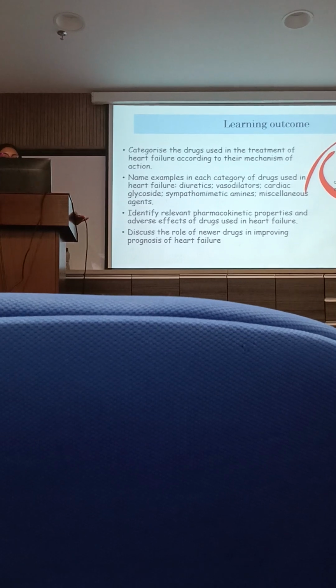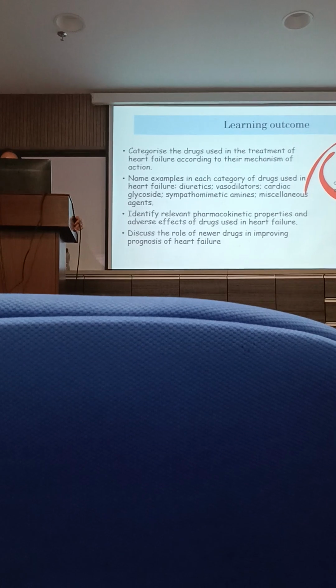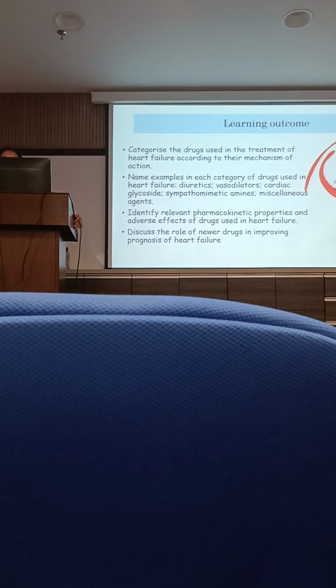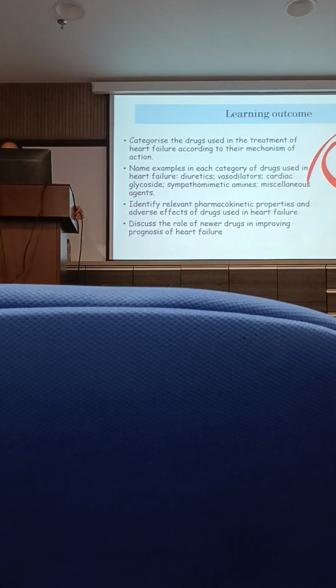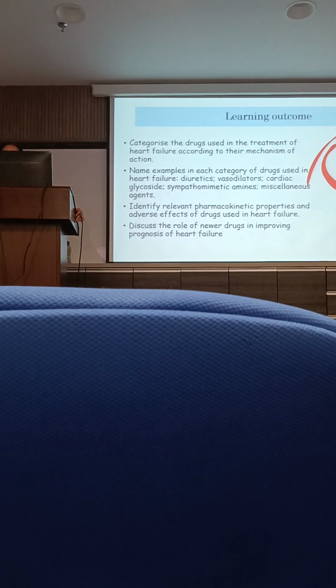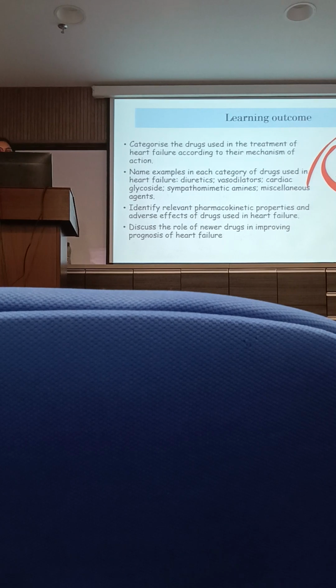So there are diuretics, vasodilators, cardiac glycosides, sympathomimetic amines, and other miscellaneous agents. For each of the drugs, you need to identify the relevant pharmacokinetic properties, the mechanism of action, and the adverse effects, okay? And I would like you to be able to discuss the role of newer drugs in improving the prognosis of heart failure. So this lecture is based on the clinical guideline produced by KKM. I will upload the guideline in the portal, okay? So we have a look after this.